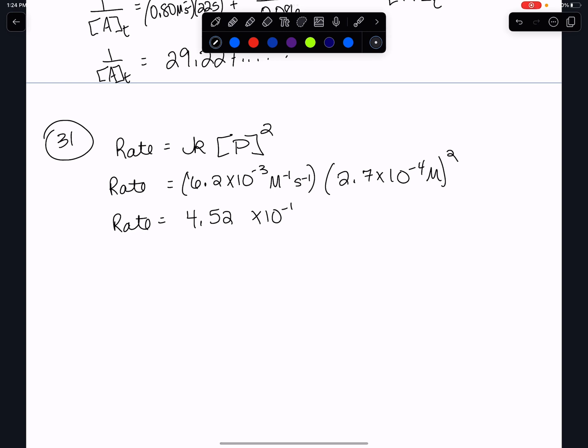Okay, so that'll calculate the rate. ...52 times 10 to the minus 10 molarity per second. And then it says how long will it take to decrease the concentration of P to 2.7 times 10 to the minus 5 molar. You're going to use this formula again. Okay, and that's the chapter 14 questions. Chapter 15.